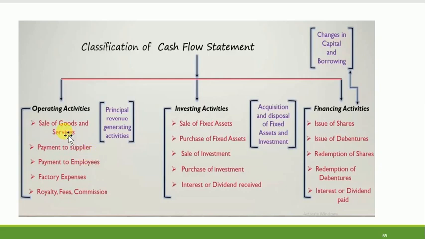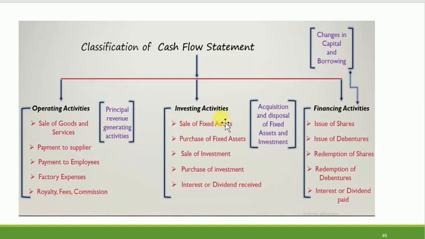Operating activities involve the sales of goods and services, payment to suppliers, payment to employees, and factory expenses. So all those things that are part of the operations within the business, and the fee and commission, etc.